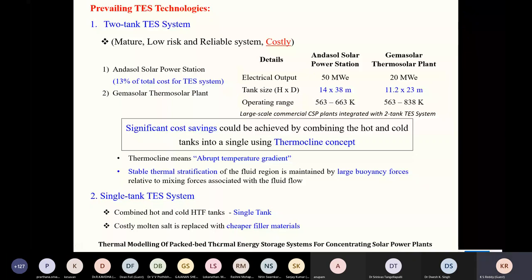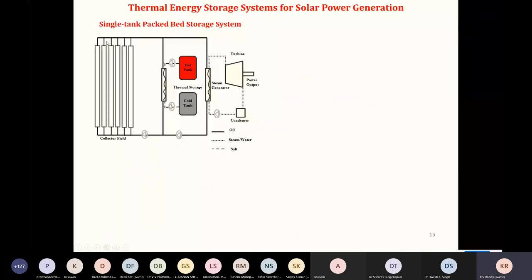So therefore, it's a better option. Now, for example, if you look at it schematically, there are 2 tanks. During daytime, the heat is stored in this hot tank. During night time, the stored hot tank will go back to the cold storage. So in the process, the cycle is operated. So these 2 big tanks will be cost intensive.